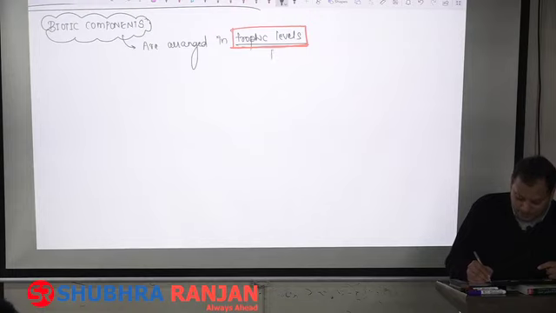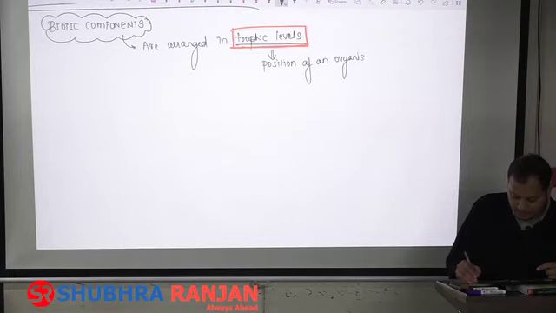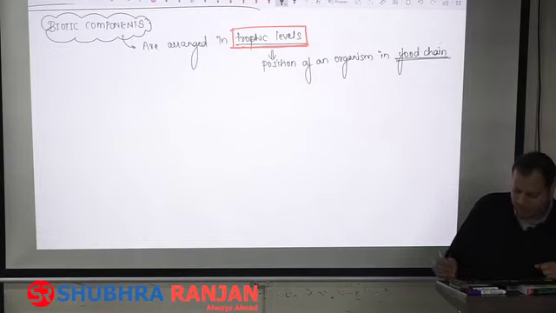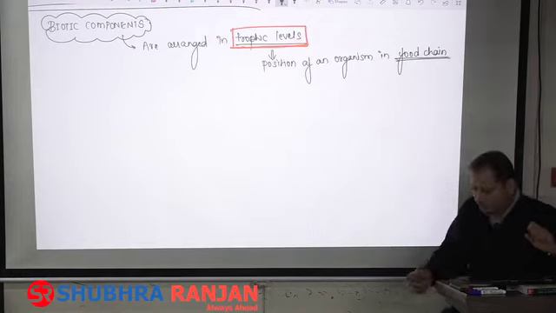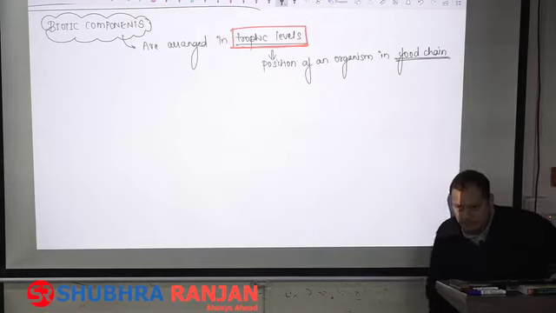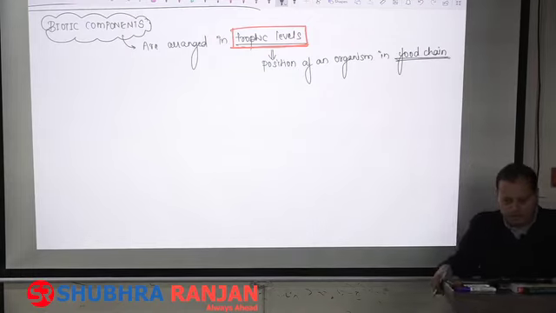What is a trophic level? Trophic level is the position of an organism in the food chain. It is the position of an organism in the food chain.